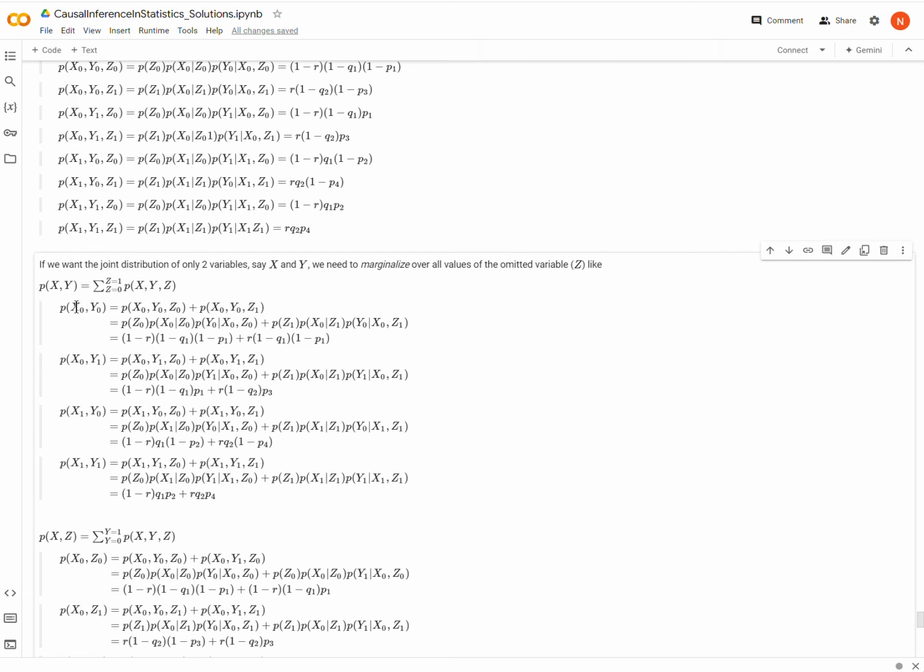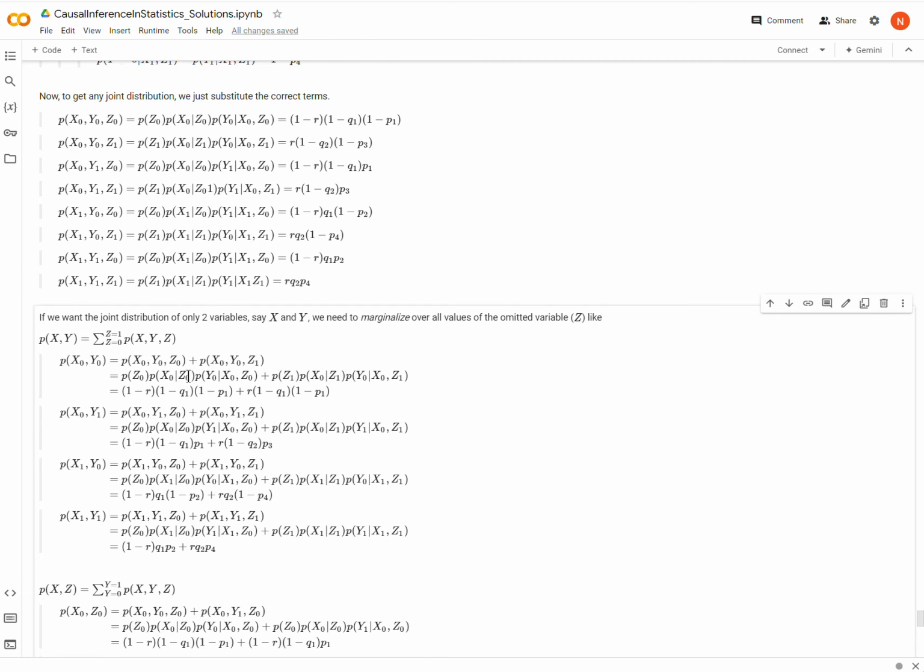So for probability x naught, y naught, I need to look at two joint distributions, the two where I have x naught and y naught, and both values of z, z naught and z1. These values we've already found, so it would be this value, which is what we have here, plus this value here, and that's what we have here.